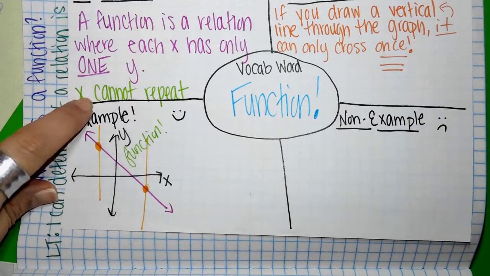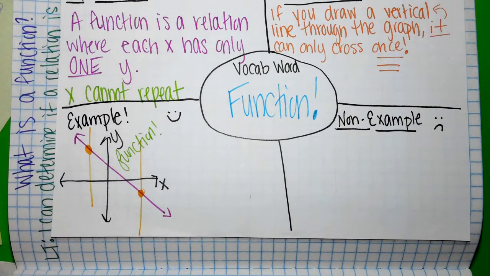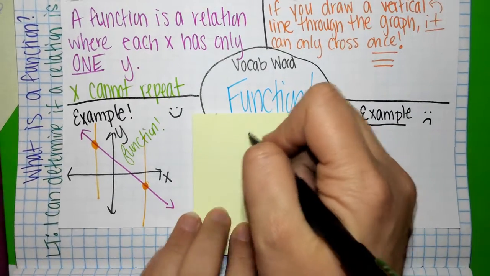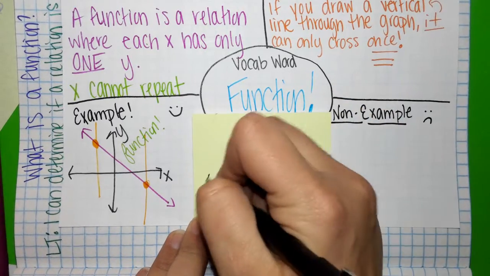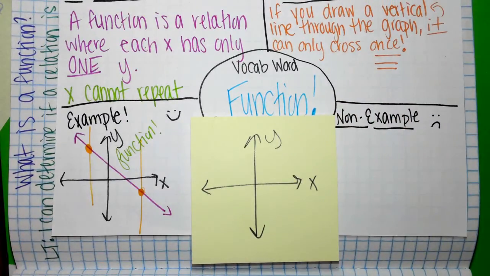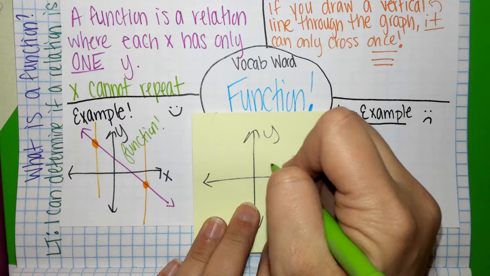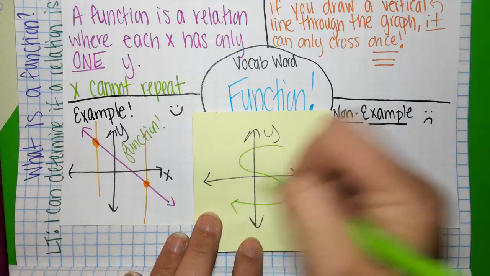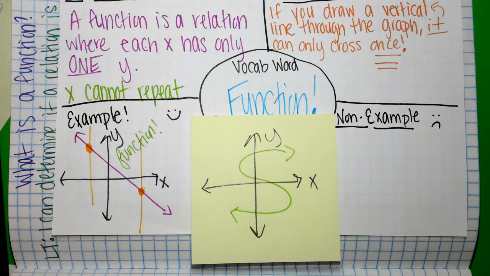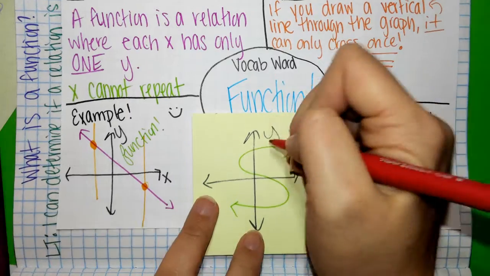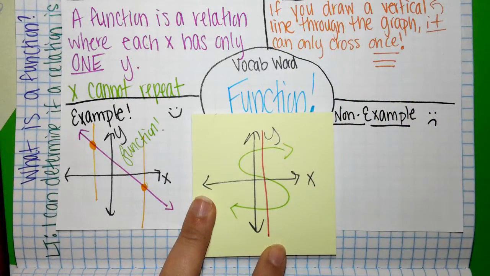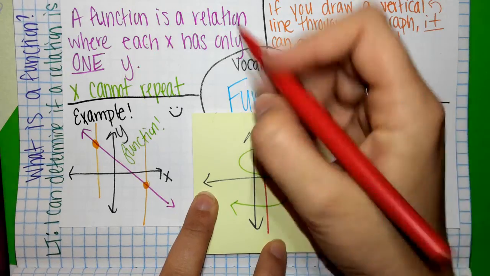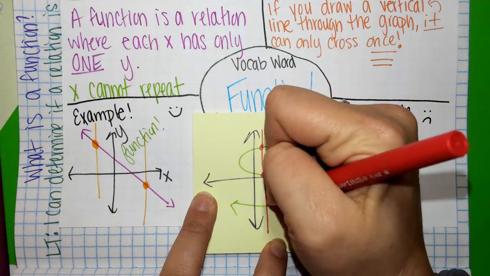Now, we said that x cannot repeat, correct? So if I draw, I just want everybody to watch for a moment. If I draw a graph like this, this is my x, this is my y. Don't draw this, I want everybody to just watch. And I drew one that looks like this. If I drew an S, crazy chaos function, and I draw a vertical line, how many times is it going to hit? 3. I hit right here, and right here.